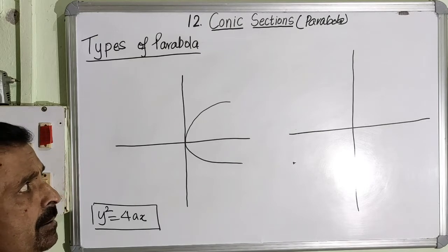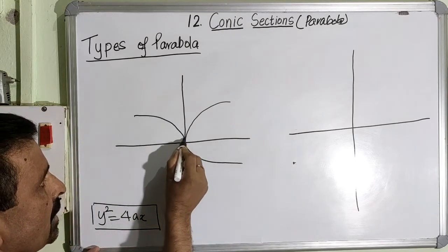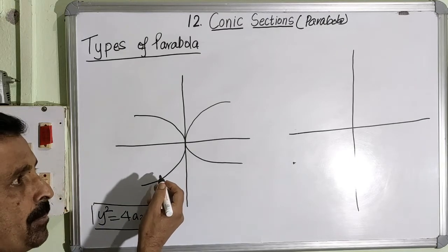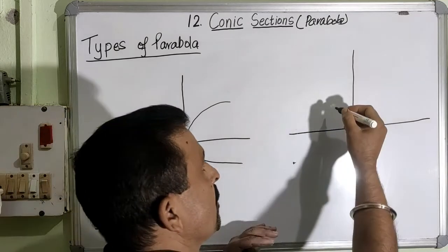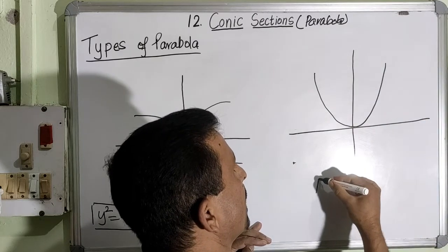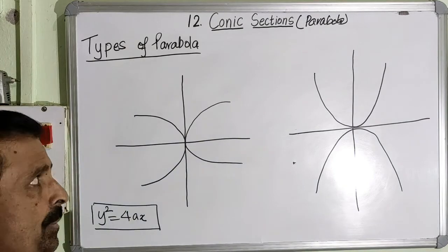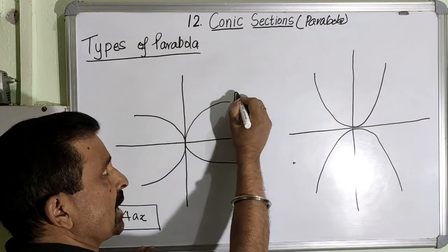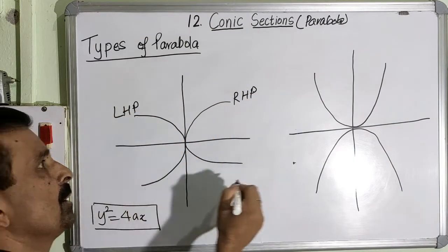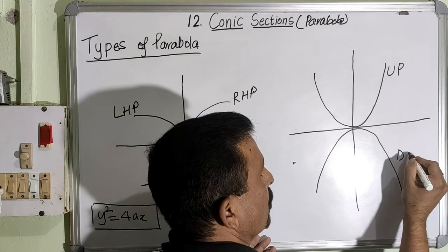But the parabola can be of another type also. The parabola can also be drawn facing to the left side. In this case, the equation of this parabola will become a little different. Similarly, we can also have the parabola facing in the upward direction, and we can also have a parabola facing in the downward direction. That means altogether we have 4 types of parabola. This parabola we can call a right-handed parabola, this a left-handed parabola, this an upward parabola, and this a downward parabola.